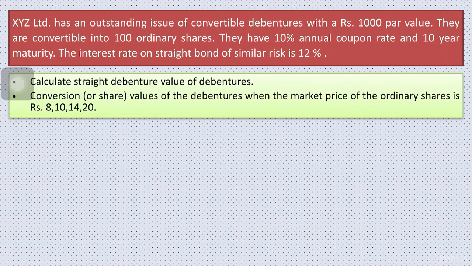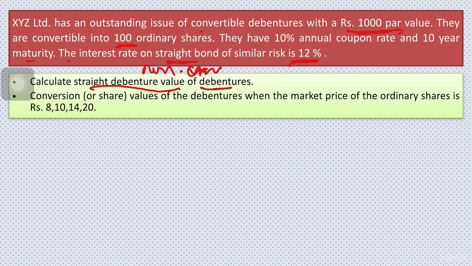Now we have an example. XYZ Limited has an outstanding issue of convertible debentures with rupees 1000 par value. They are convertible into 100 ordinary shares. They have a 10% annual coupon rate. What is the annual coupon rate? Interest rate, simply. And 10 years of maturity. Another thing given to you is the interest rate on straight bonds. Straight bond is the non-convertible. The rate on straight bonds is 12%. Now over here, we have to compute the value of the straight debentures.